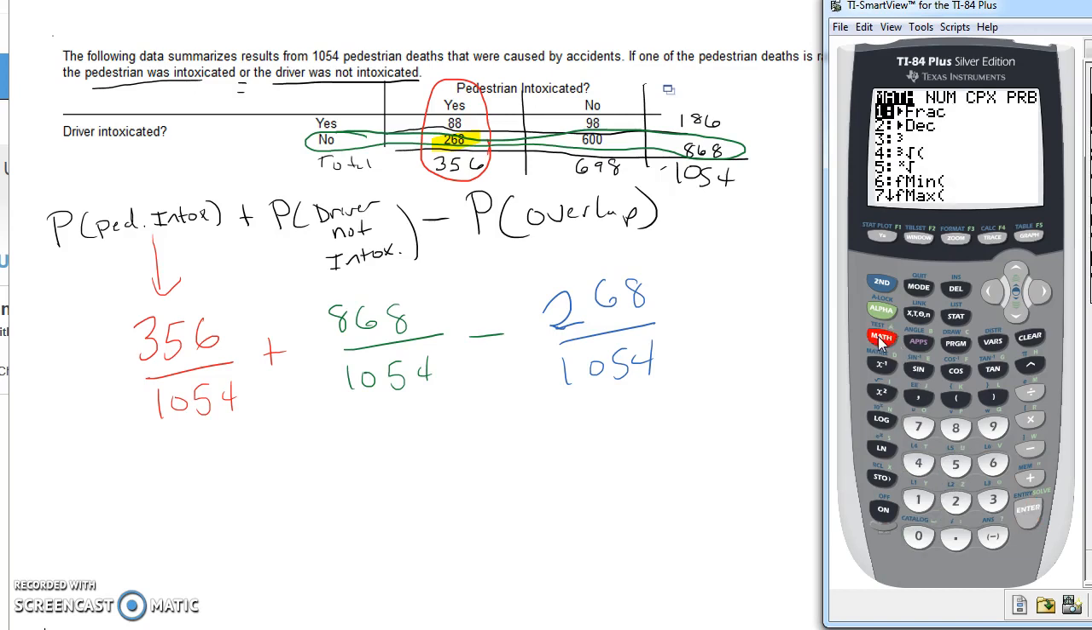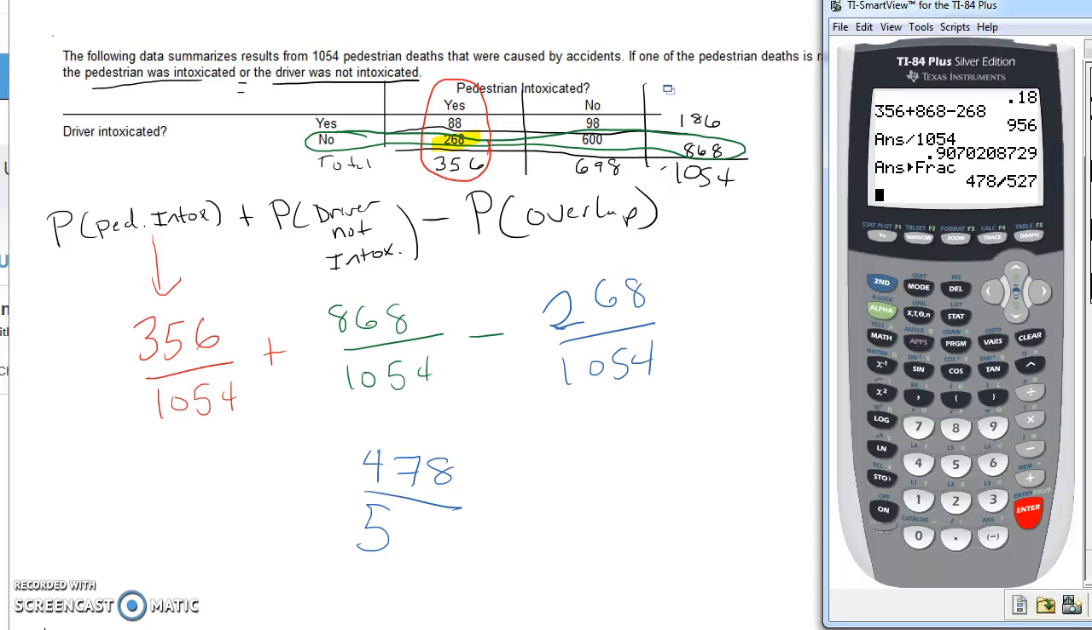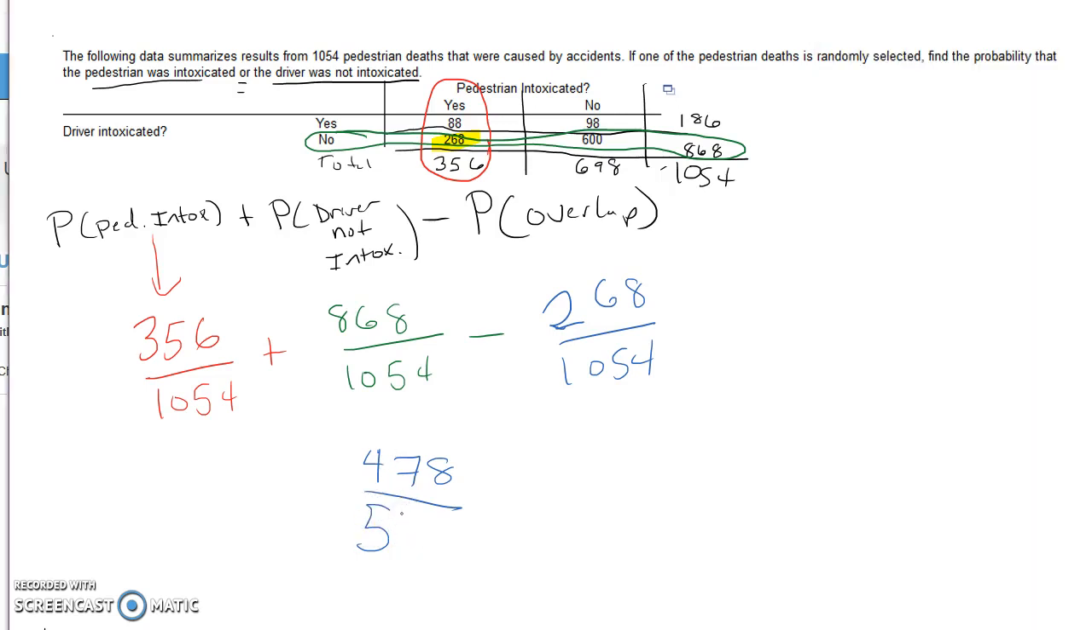Alright, so that's our probability. I'm going to see if we can simplify this. So this will simplify to 478 over 527. Sorry, it's late. So 478 out of 527, and that would be our probability.